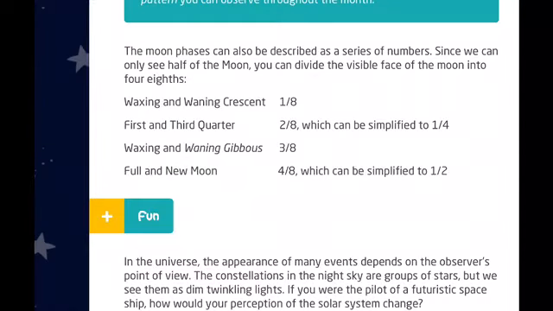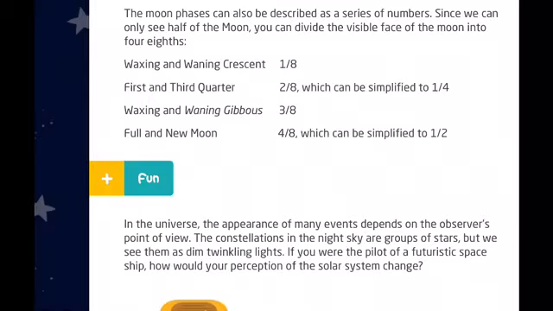Let's take a look. The moon phases can also be described as a series of numbers. So I suggest you underline that part or write it down, because this maybe will come in the quiz, okay? The moon phases can also be described as a series of numbers. Since we can only see half of the moon, you can divide the visible face of the moon into 4/8.